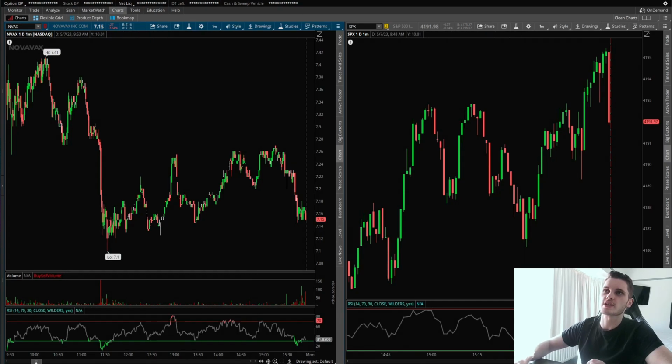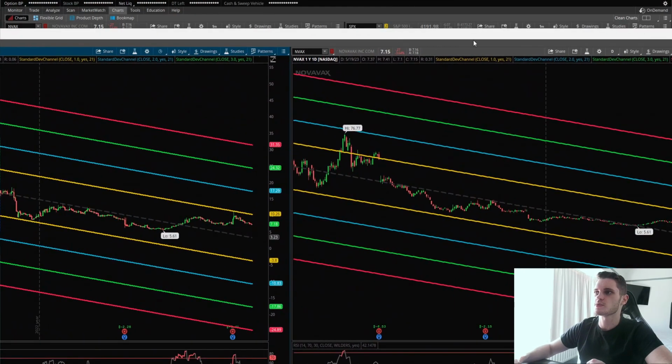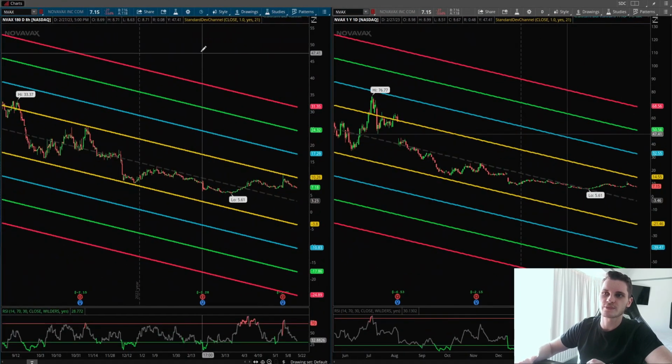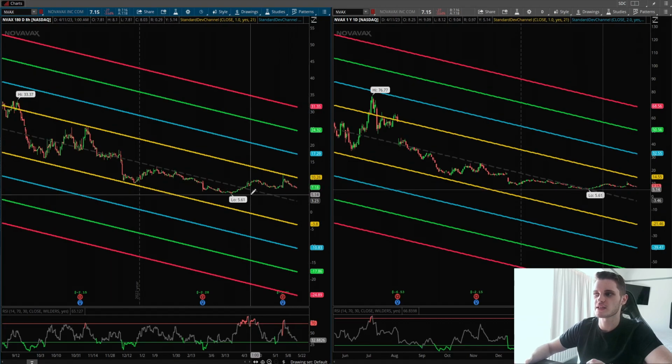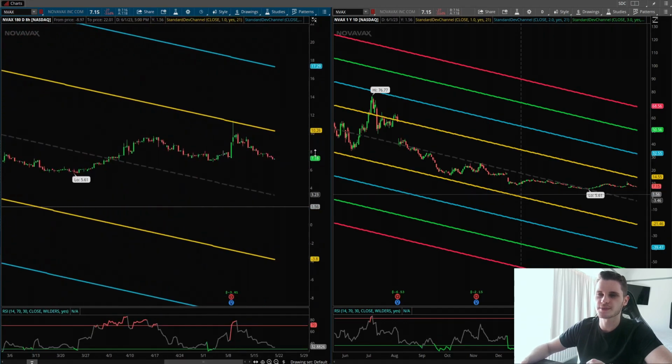Now, to get straight into it, we're just going to go straight onto the standard deviation channel charts. On the left, we have a 6-month chart. On the right, we have a 1 year. What are the key things I would be paying attention to? So currently, we're sitting at $7.20.